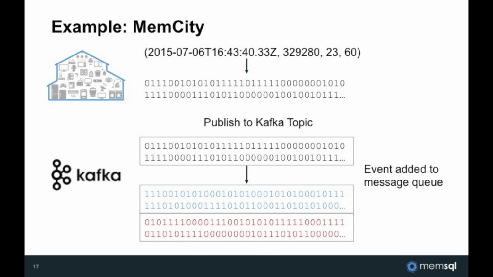We're going to be using Spark for enrichment later. But in order to publish it to Kafka, we first serialize the record. So it's a binary file. You do this before you send it over the wire for compression. The next step is after it gets published to Kafka, it gets added to the message queue, in particular to our MemCity Kafka topic.